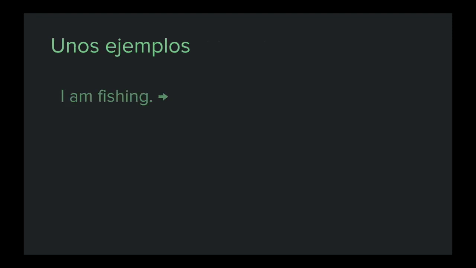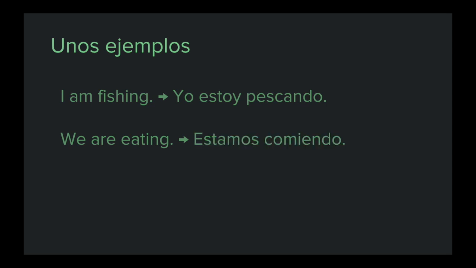So now we need to stick those two parts together. We've got the estar and we've got the present participle. So some examples. I am fishing would become yo estoy pescando. It has the estar and the ando verb. We are eating becomes estamos comiendo.